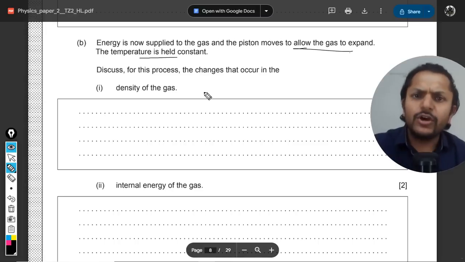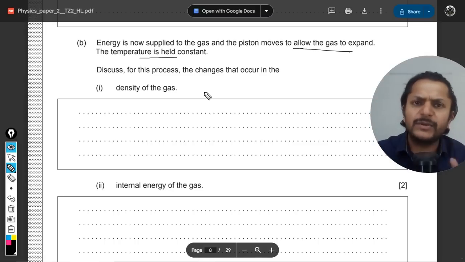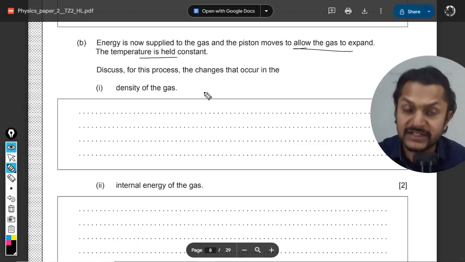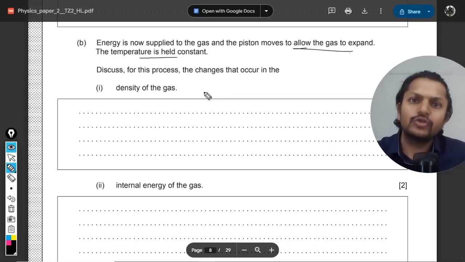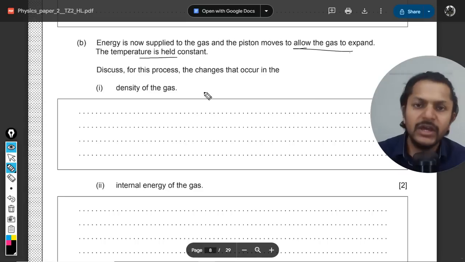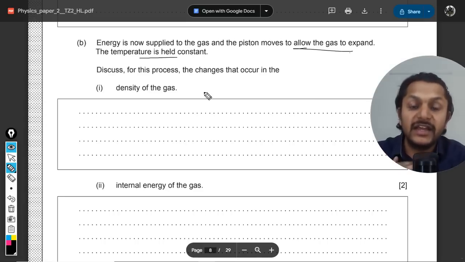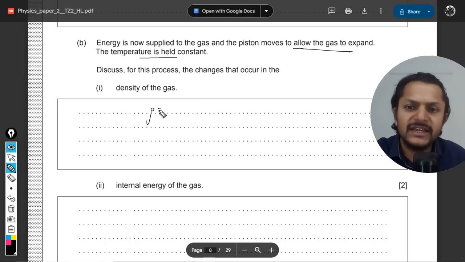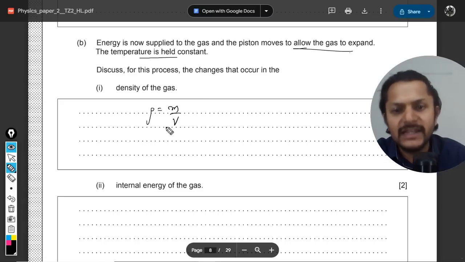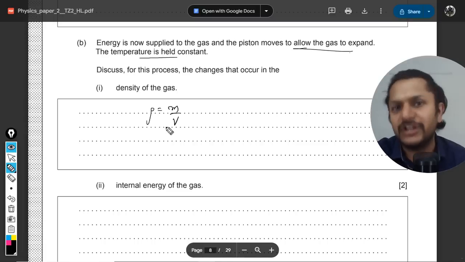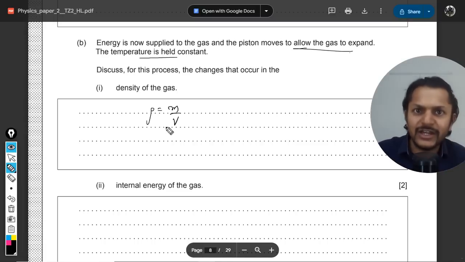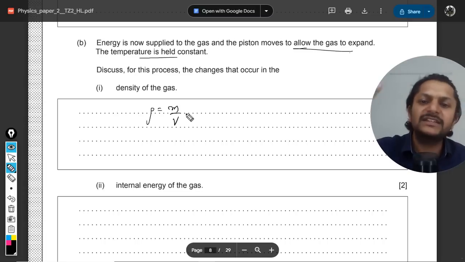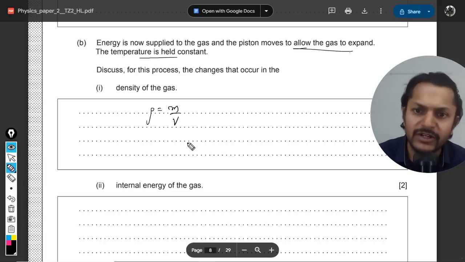So clearly, because the cylinder piston arrangement is a closed system, mass is not allowed to go out, neither can we add mass. So mass is constant. If the mass is constant and the gas is allowed to expand, it is having more volume. So density is equal to mass divided by volume. Clearly the density is going to reduce. Nothing to think about it, isn't it? So density is definitely going to reduce, there is no doubt about it.